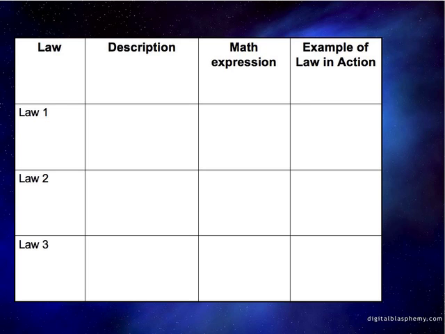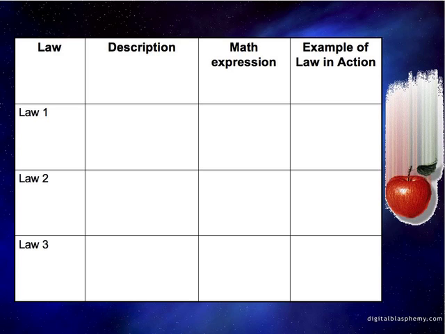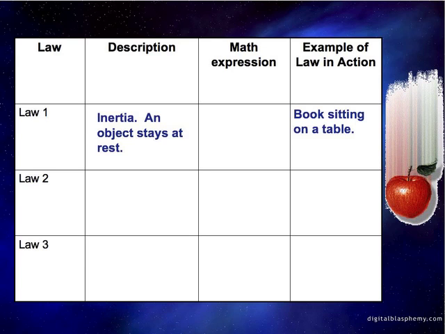Yeah. Ow. All right. So, if we summarize Newton's laws: Newton's first law, inertia, the law of inertia. An object at rest will stay at rest. An object in motion stays in motion. For example, your books, your binders sitting on your table, they're at rest and they're staying at rest.